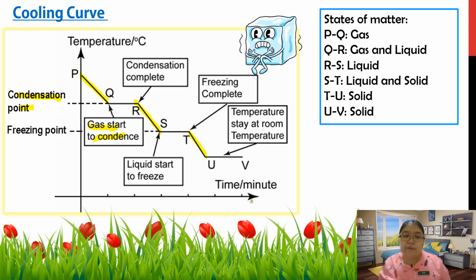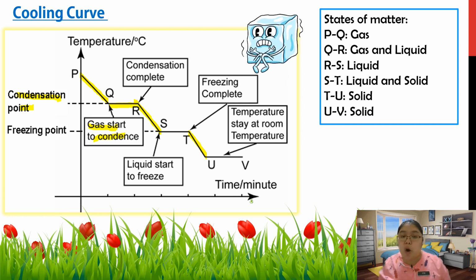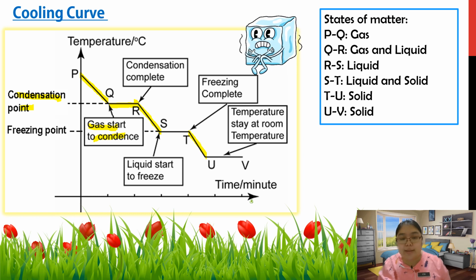When they change the phase, this situation should be constant temperature. So what takes place? The latent heat will take place. This is the latent heat of vaporization, but now it is released. You want to release the heat. So until R, condensation is already complete. When condensation is just complete, now the temperature will keep dropping.